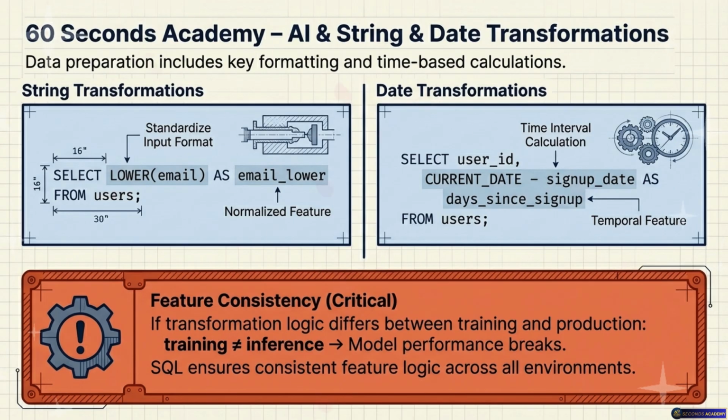This is exactly why doing the transformation layer directly in SQL is an industry best practice. Right. By writing these transformations as SQL views or materialized tables, you create a single source of truth. The exact same SQL query guarantees consistent feature logic, whether you are pulling a massive batch of historical data to train the model or streaming live data to make a real-time prediction. Which brings us to the final assembly.